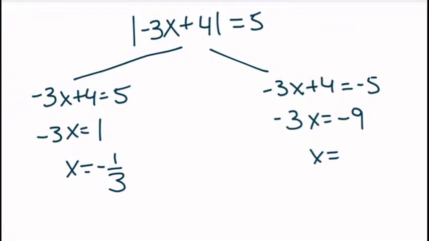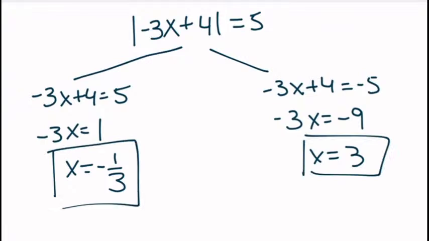Negative 9 divided by negative 3 is positive 3. So we got negative 1/3 and 3 as our answers. Now we're going to be going into equations with absolute values that have coefficients. So something like 4 absolute value x plus 8 absolute value equals 56.